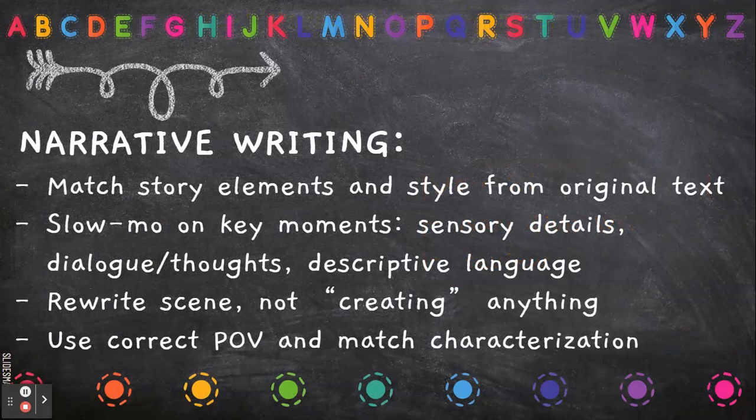A reminder about what makes strong narrative writing: be sure to match the story elements and style from the original. Using slow motion on key moments, techniques such as sensory details, dialogue and thoughts, and descriptive language. And keep in mind, you're not creating anything. You're just rewriting the scene. Be sure to use the correct point of view it asks and match the characterization authentically.